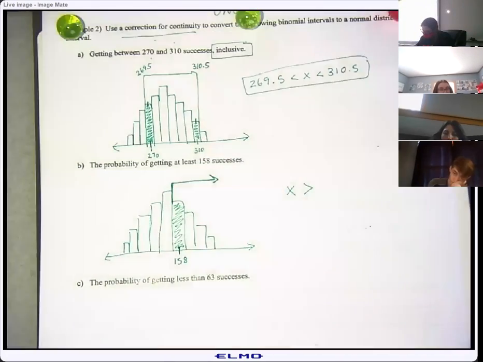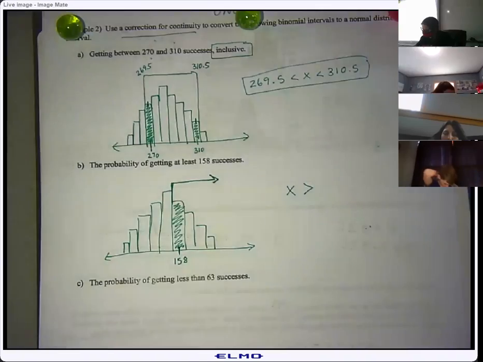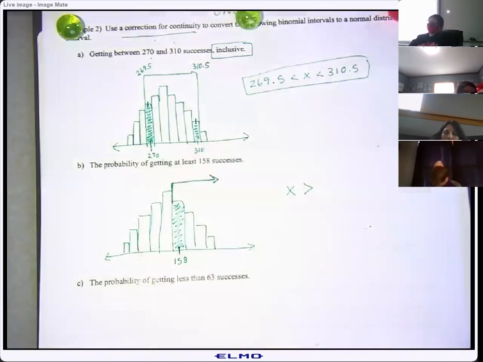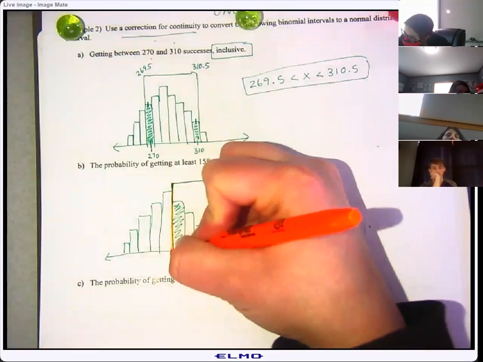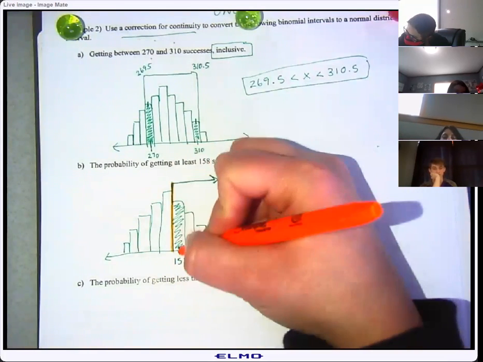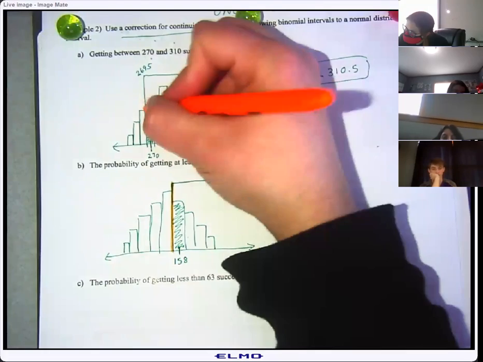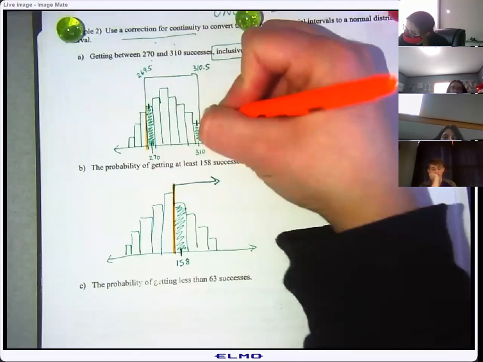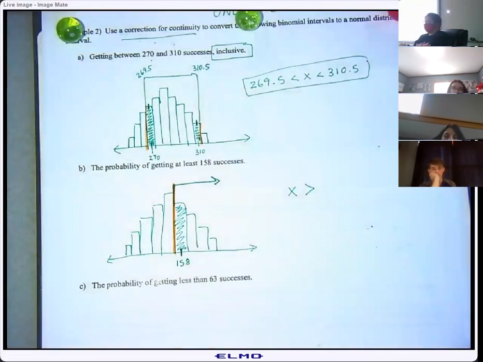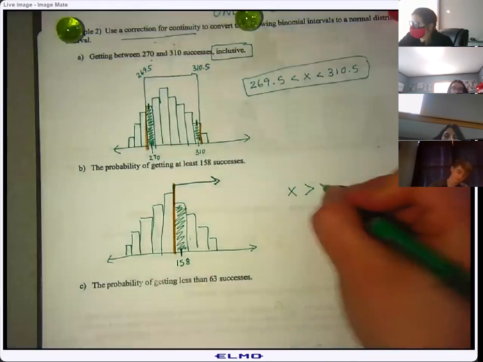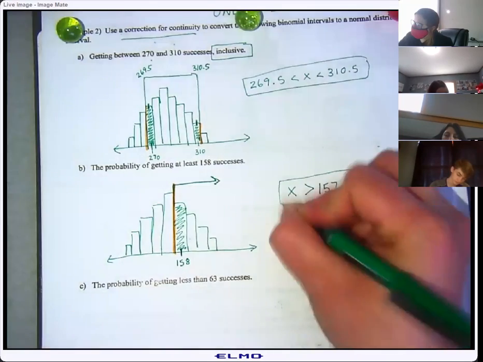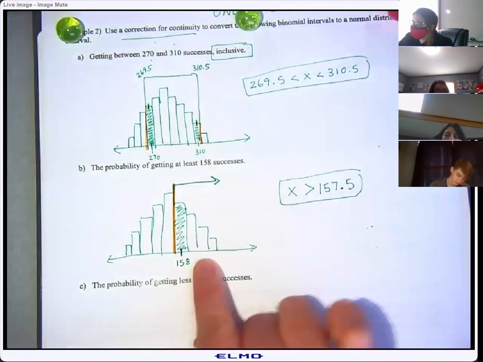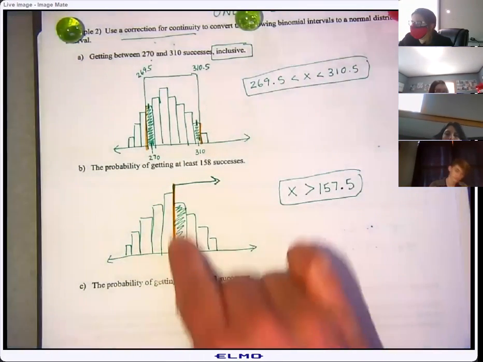What's this line right here? 158 is in the middle of the column, right? So 157.5. Exactly, 157.5. So you have to pay attention to figure out whether it's going to be a little less than 158 or a little bit more than 158, based on whether that bar is included.